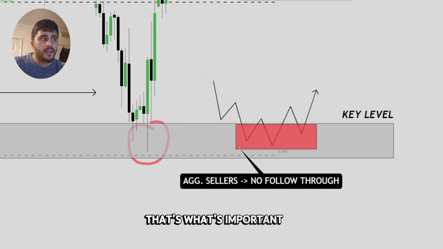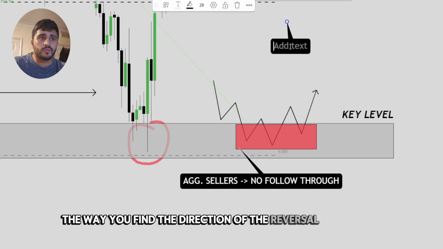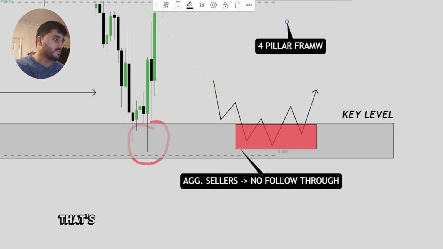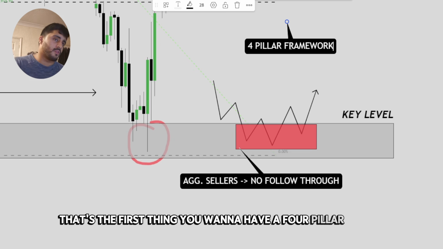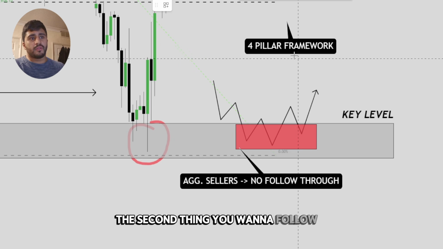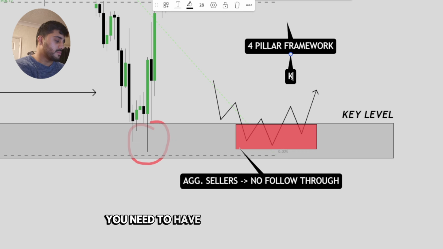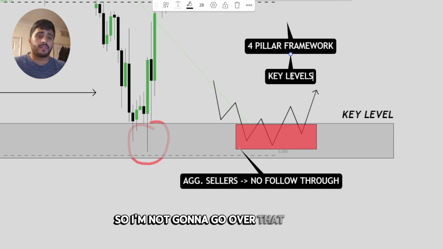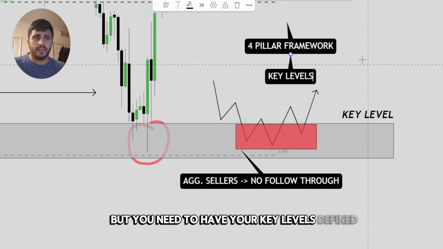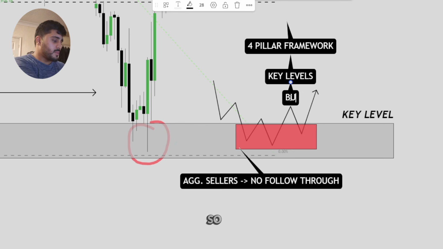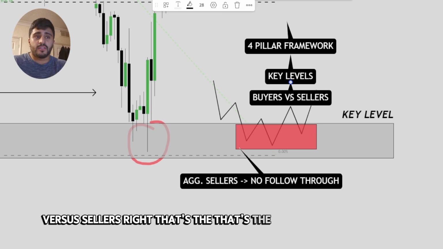That's what's important. And the way you find the direction of the reversal is by following the four pillar framework. That's the first thing. You want to have a 4-pillar framework. The second thing, and this is the most important thing, you need to have some key levels defined. I'm not going to go over that in this video, but you need to have your key levels defined. And the last thing is you need to know what's going on between buyers versus sellers. That's the third most important thing.